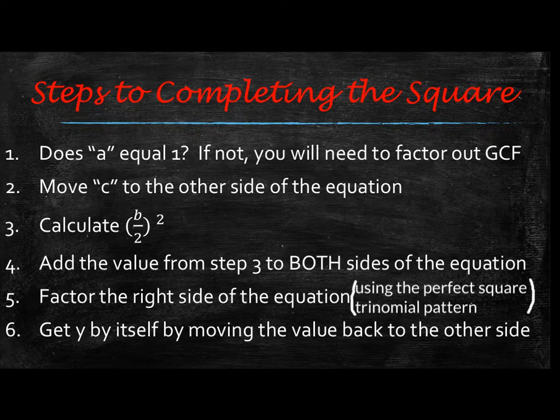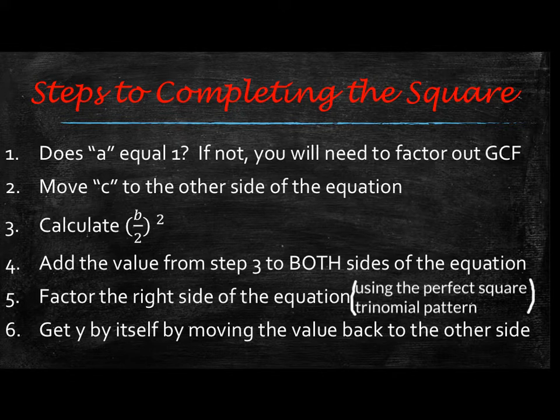Then step 3, you're going to calculate what b divided by 2 squared is. So you'll just take half of the b term and then square it. Once you get this value, step 4, you will add that value to both sides of the equation. Because again, it's like from the algebra tile video, we're adding in those little 1 squares to be able to factor it using the perfect square trinomial pattern. And so we're adding it in, but when you add it in on one side, you have to do it to the other side as well to keep your equation balanced.